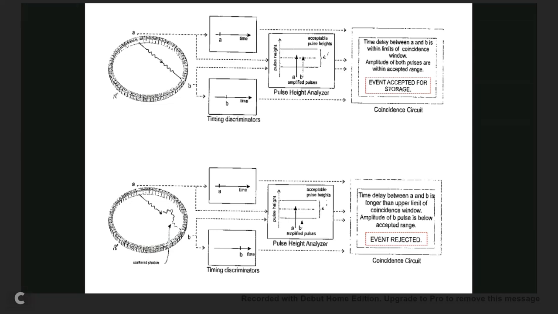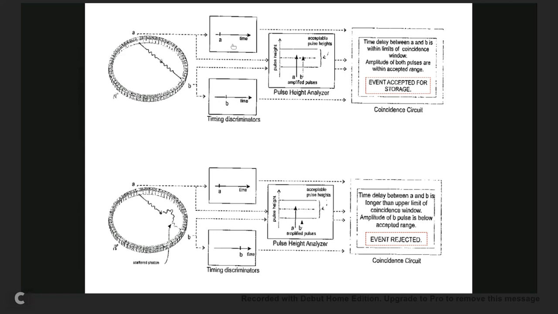Alright, so what we have here is an annihilation that occurred, and it's going into the detectors at the opposite ends, okay? So you have A that's being registered at one time, then you have B that's being registered at another time, right? A was recorded sooner than B, if you notice the lines where they're at, right? Okay, and these are the time discriminators.